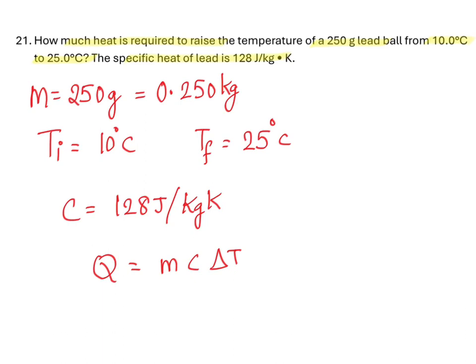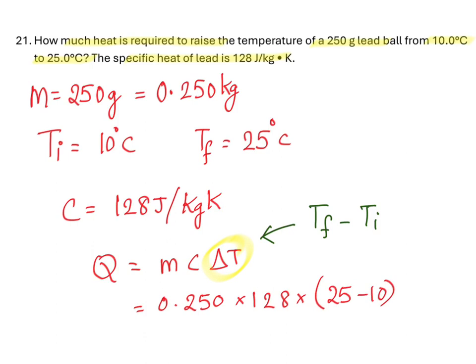We can use the formula Q = mcΔT. All the numbers are given to us. Delta T means change in temperature. That means we have to do T_f minus T_i, which is 25 minus 10. And then we can calculate it to get the answer as 480 joules.